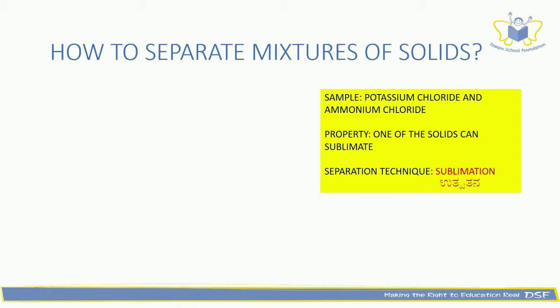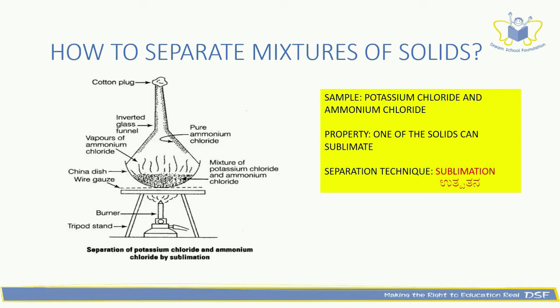Do we remember that ammonium chloride can sublimate, but potassium chloride cannot? So therefore, we can make use of this property to separate these two solids. In here, you can see when you heat the mixture of potassium chloride and ammonium chloride, the ammonium chloride will sublimate and collect on the cooler side, thus separating from the original mixture.